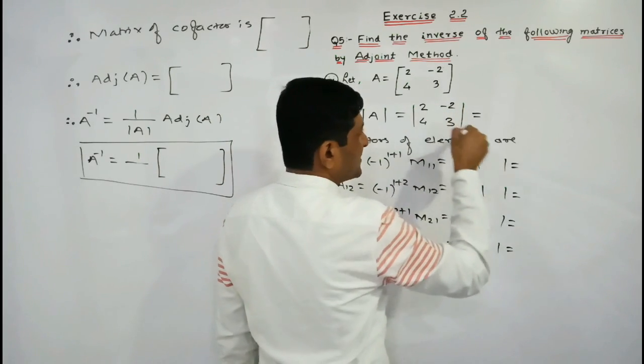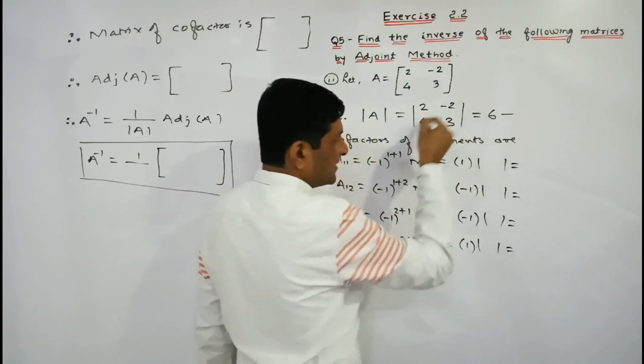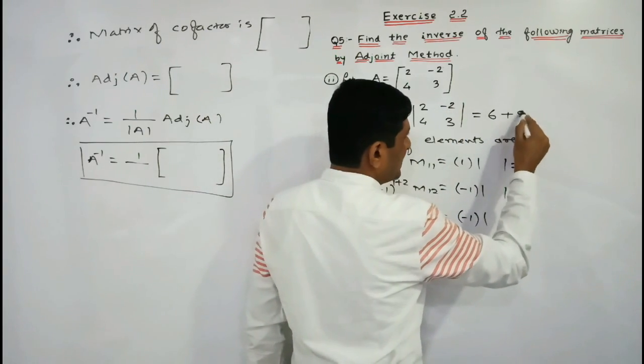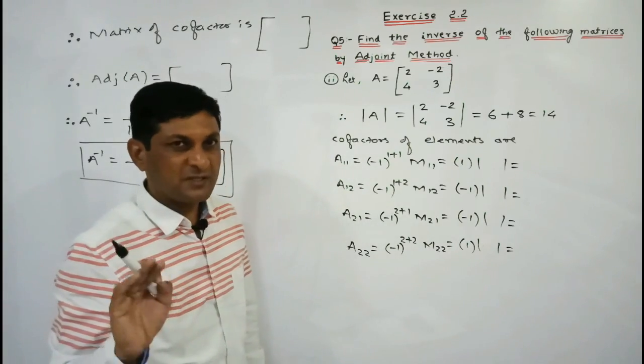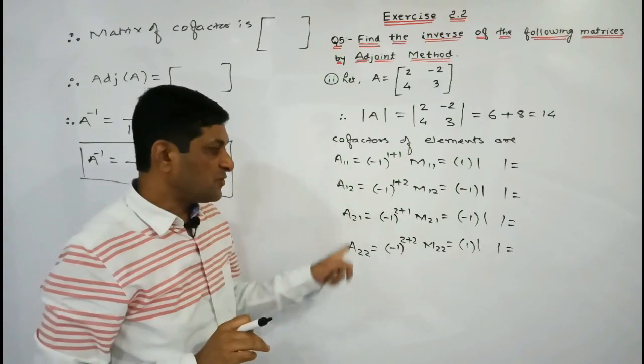So let us simplify it. 6 minus this product is -8, minus and this minus will become +8 is equal to 14. 6 plus 8 is 14. In this way we have got the value of determinant. Now let us try to find out cofactor.